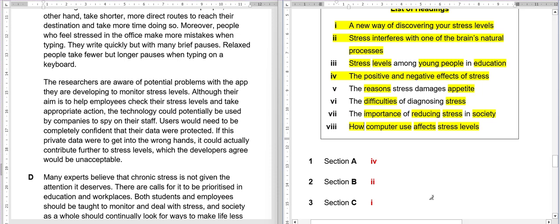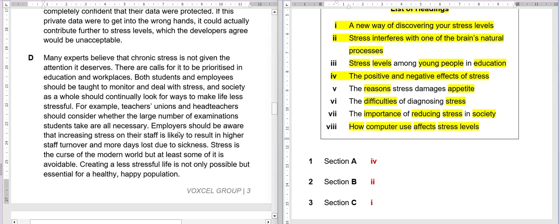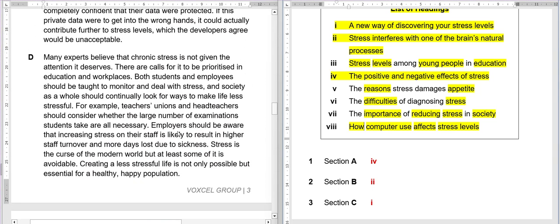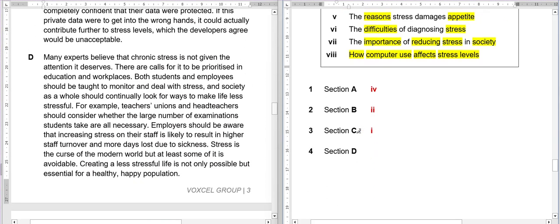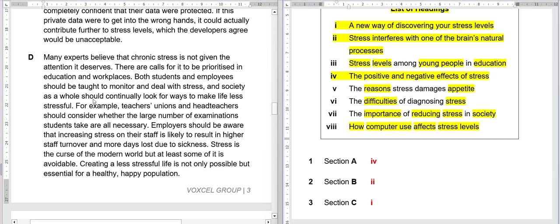No, because there is no other mention. There is no mention of young people in education. No mention of reasons of damage to appetite. There is no mention of diagnosis difficulty. No mention about society, and no mention about how computer is affecting this. So yes, this is mention of a new way of discovering your stress levels. Hope it is clear. Moving on to the D, and so D has only one paragraph. So let's read it together.